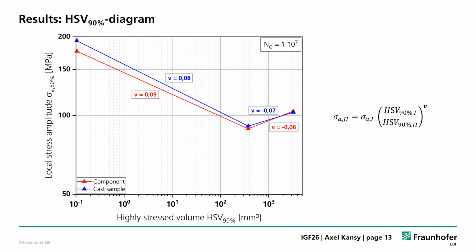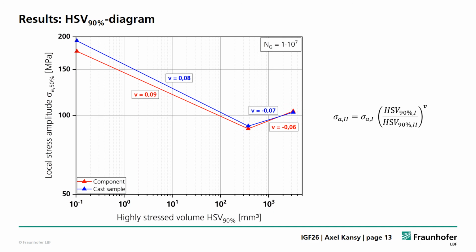In this diagram, the local stress amplitude is plotted against the highly stressed volume. The local stress amplitude is the product of the nominal stress amplitude at 10 million cycles and the notch factor. We see here the notched specimen with a very high local stress amplitude due to the high notch factor. Here we can see the small specimen and here the large specimen.